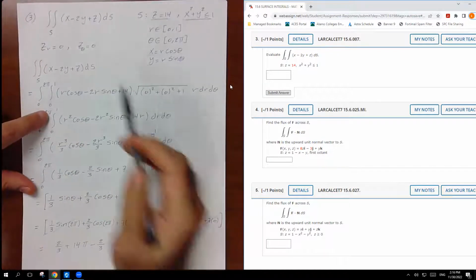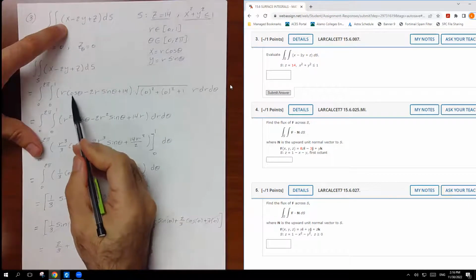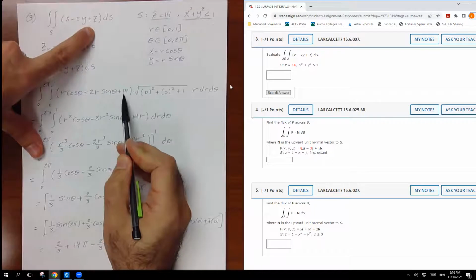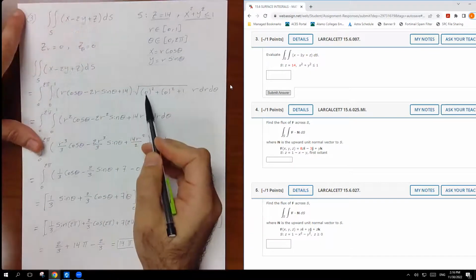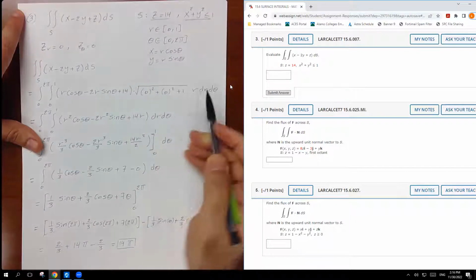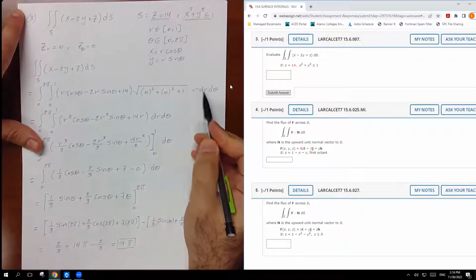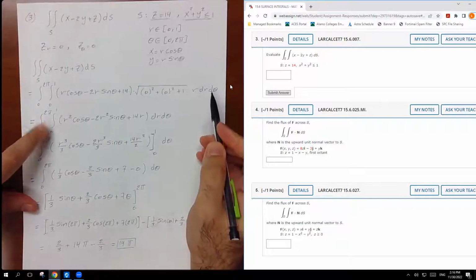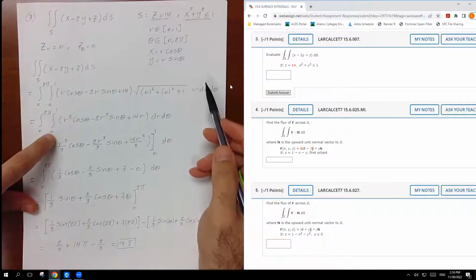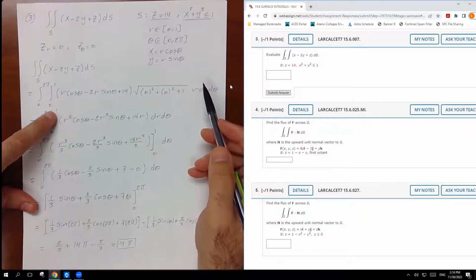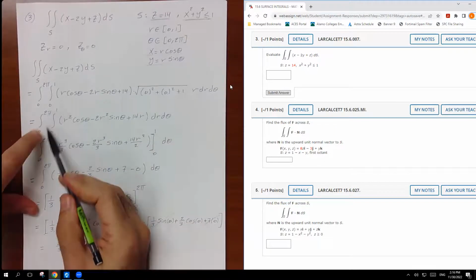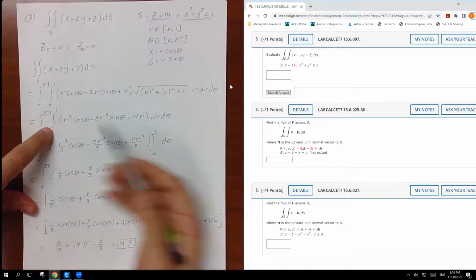So we're going to plug in here x, which is r cosine theta, minus 2 y, which is r sine theta, plus z equals 14. And z sub r, z sub theta equals 0, 0, so the square root of 1. And dy dx is going to be r dr d theta. So theta goes from 0 to 2 pi, because it's a circle, and for the radius, dr, r goes from 0 to 1.